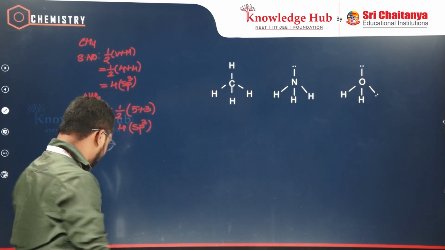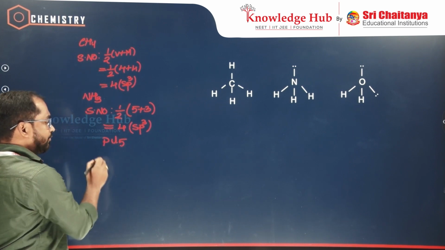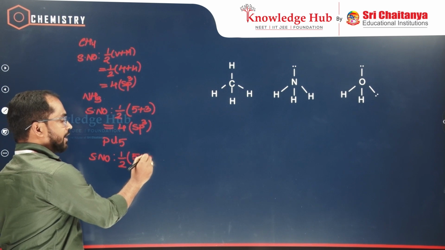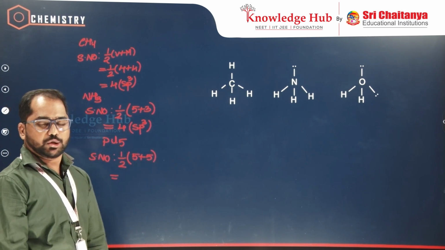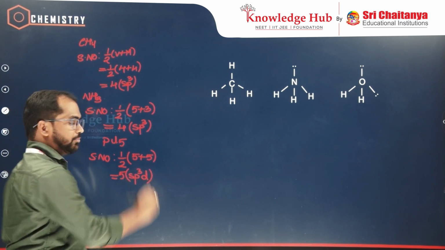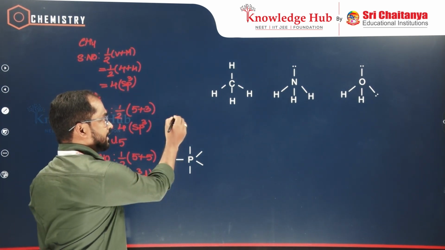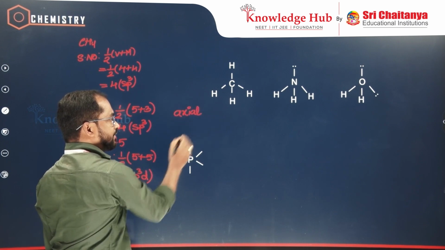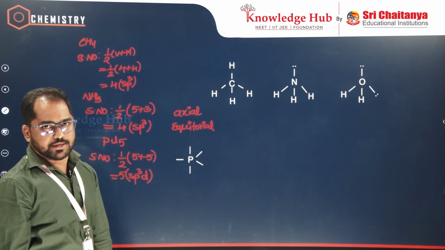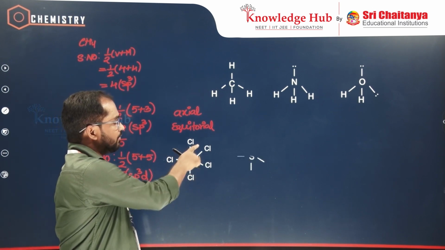Let's consider one more example, which is PCl5. Again, this is a neutral molecule. For this I can go for the steric number, and the steric number is going to be half of 5 plus 5. 5 valence shell electrons and 5 monovalent chlorine atoms. So the total is 5, which indicates sp3d hybridized orbitals. This is the geometry of PCl5. There are a total of 5 positions, in which axial as well as equatorial positions are present. Now we need to keep the axial positions first with chlorines followed by equatorial. These are the 2 positions of axial and 3 positions of equatorial.